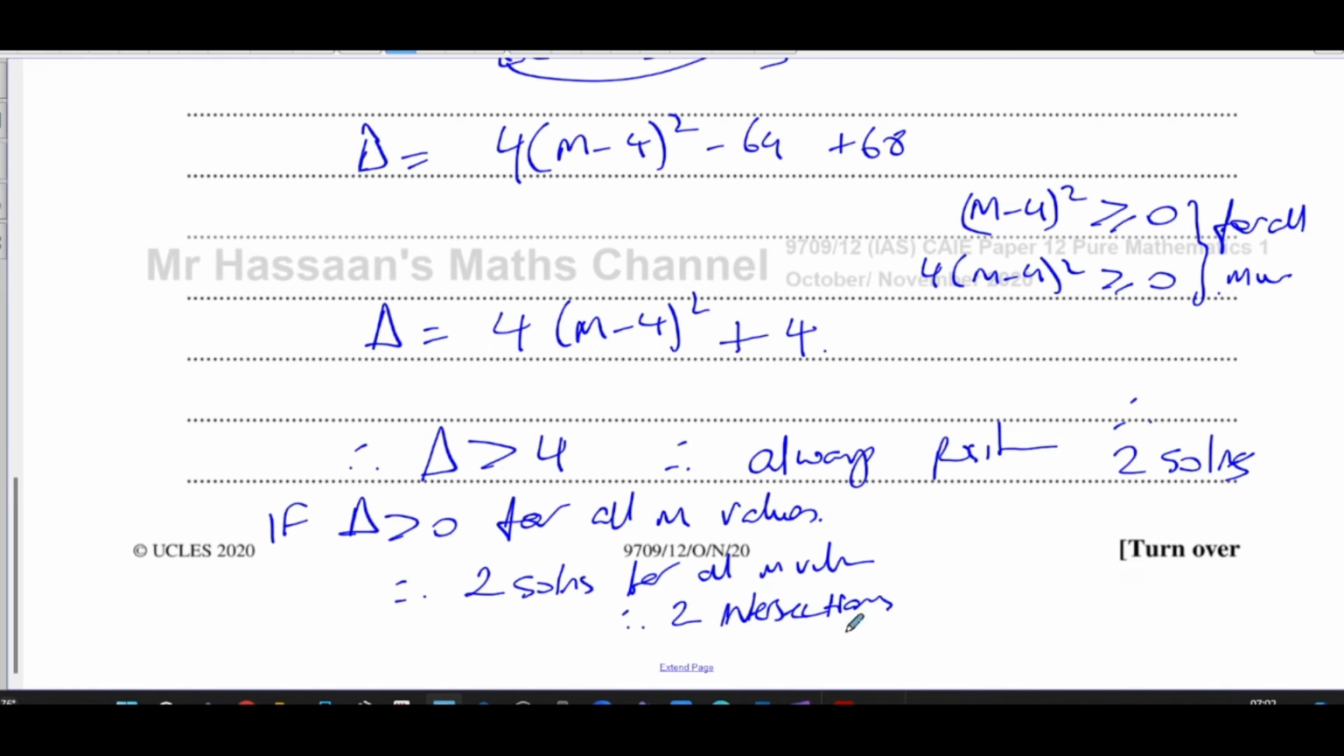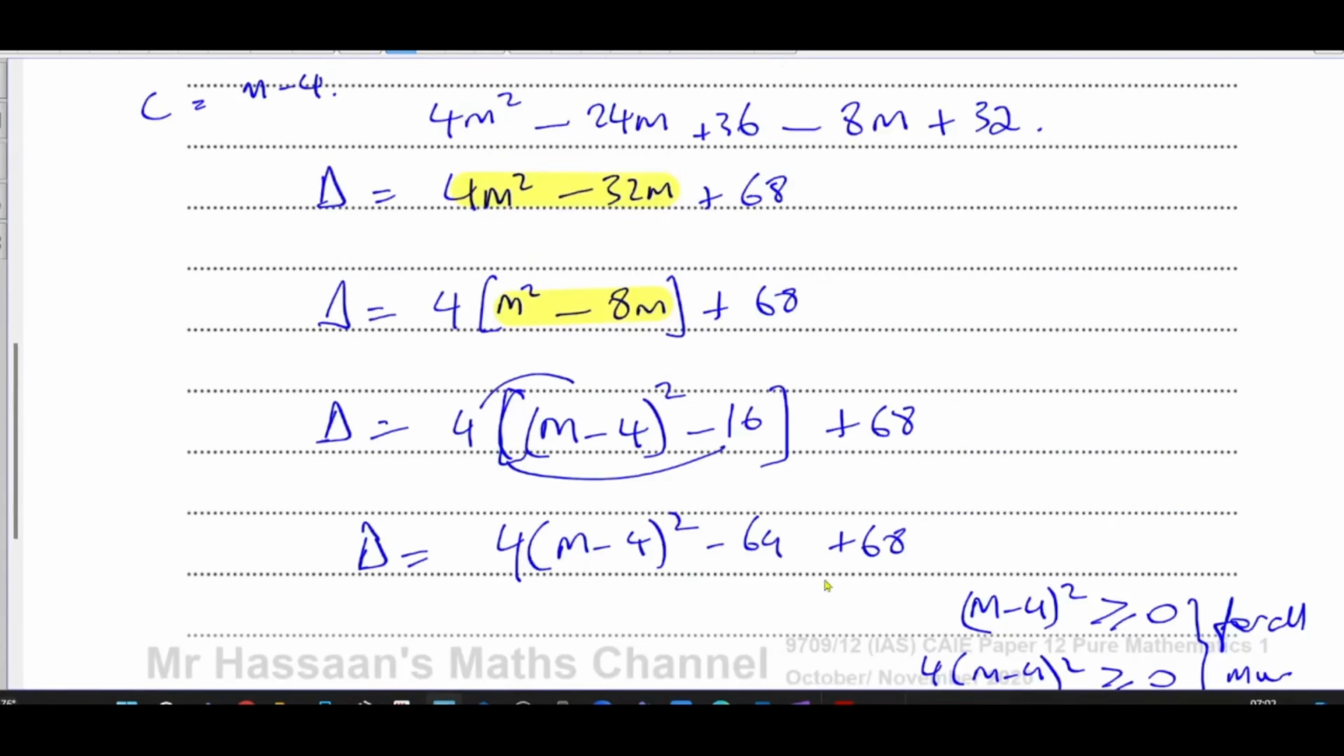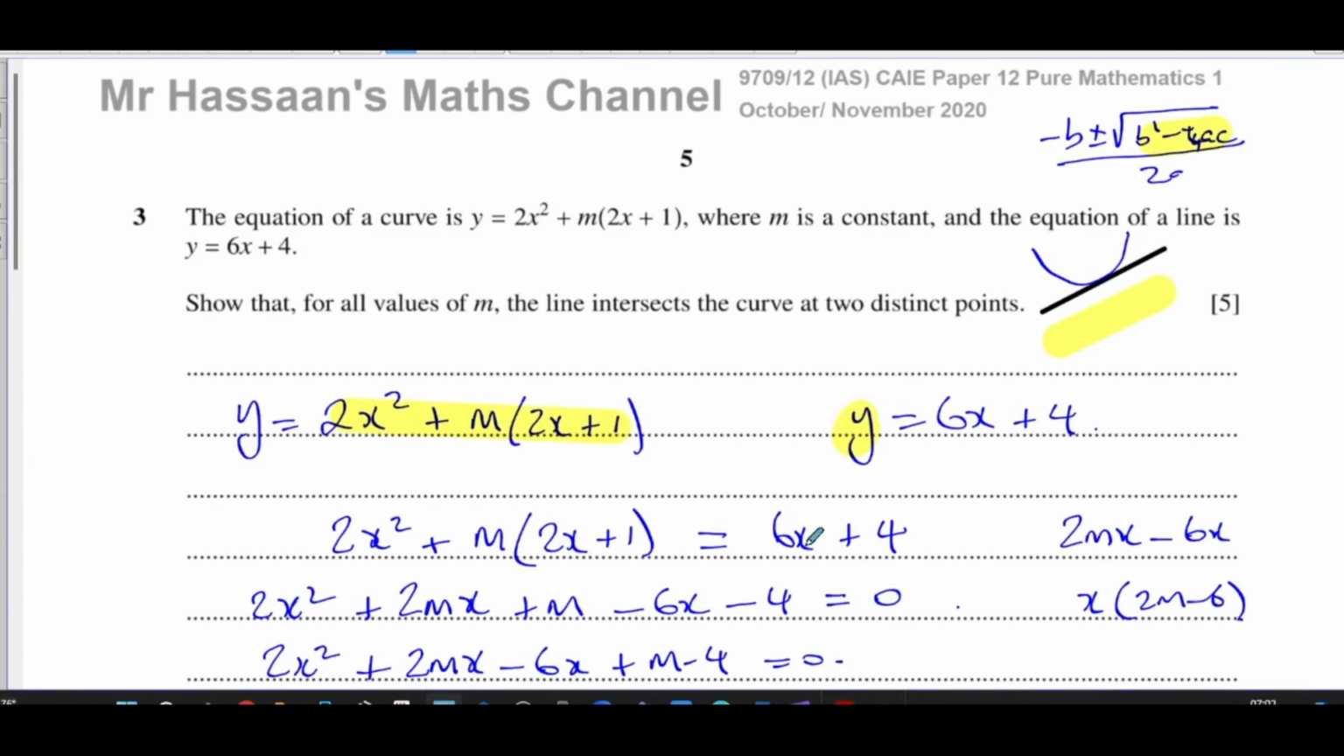So you should write something like this at the end to show your proof, complete your proof. Sorry about my bad handwriting, but you try and be neater than that. Okay, so there's question number 3, completed from October, November 2020.